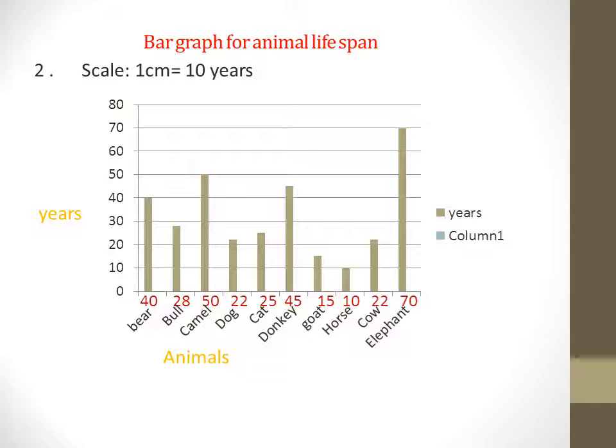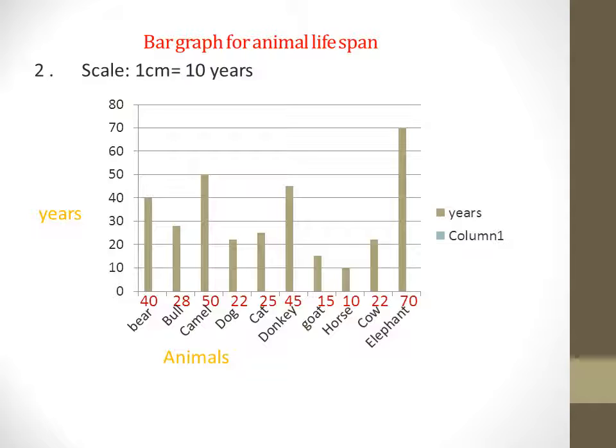Next, camel. Camel is up to 50. This is clear. Next, dog. Dog is 22. 22 means above 20, that is nearer to 20, below 30 but nearer to 20. That is the lifespan of dog.